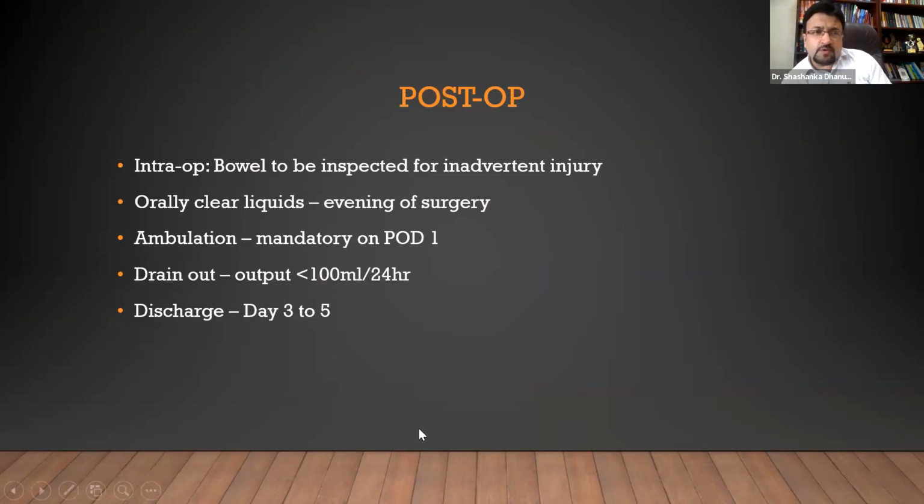All right. In the post-op, there are some very, very important clinical things that I wanted to outline for the students. Intraoperatively, you should make sure that you inspect the bowel in totality. This is a recommendation. You should inspect the bowel in totality to look for any inadvertent injury. The liver, pancreas, and spleen should also be examined. And you can usually allow oral clear liquids on the evening of surgery itself. Ambulation is mandatory from day one after surgery. You can take the drain out once the output is less than 100 mL in 24 hours. And usually in a good recovery, the discharge can be done from day 3 to day 5.